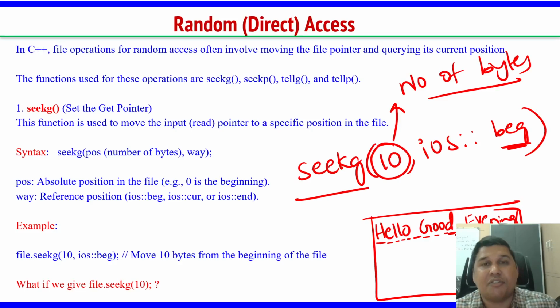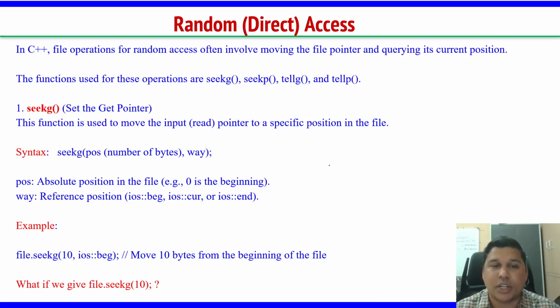So seekg is a function which will help you to jump your read pointer from one location to the other location. From where it depends on the syntax where I am writing. See the syntax here, seekg 10 and beginning. From the beginning, go to the 10th location.